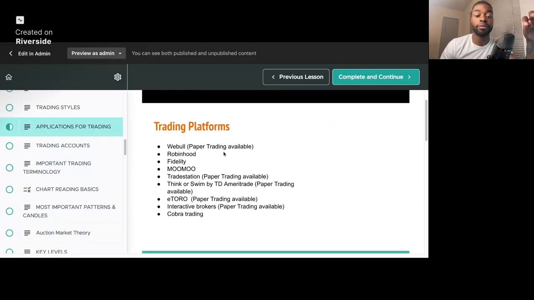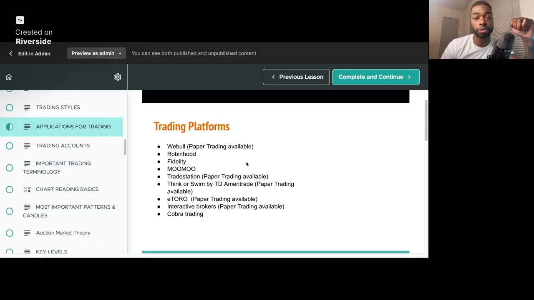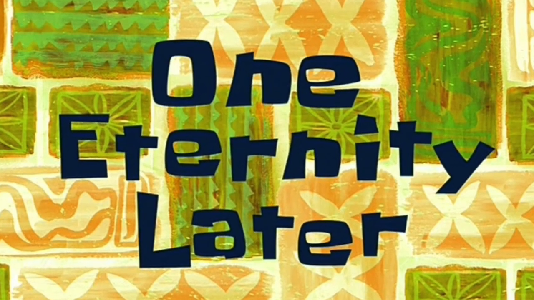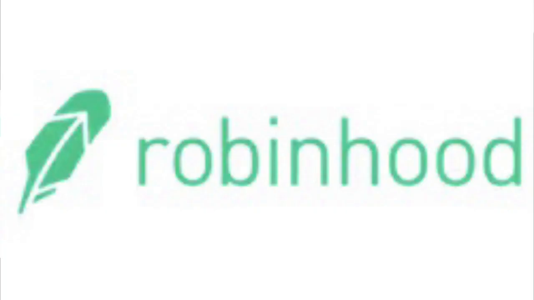The different trading platforms are listed, and the top two that most people know about, which are very user-friendly, are Webull and Robinhood. And then you have others like Fidelity, which you've probably heard of, Moomoo, TradeStation, Thinkorswim by TD Ameritrade, eToro, Interactive Brokers, Cobra Trading. And the list goes on and on. Again, the most common trading platforms that most people know about, because they do a great job of advertising, are Robinhood and Webull.